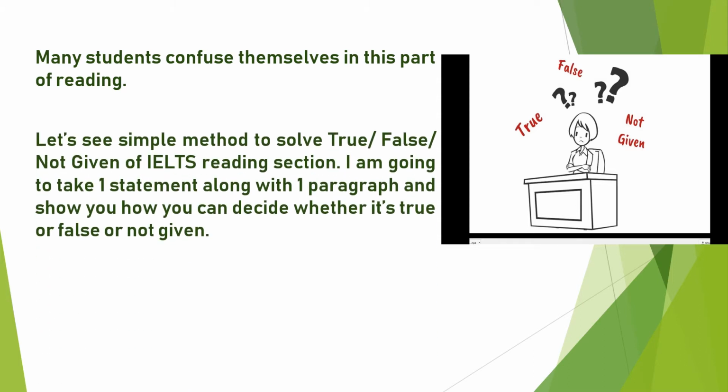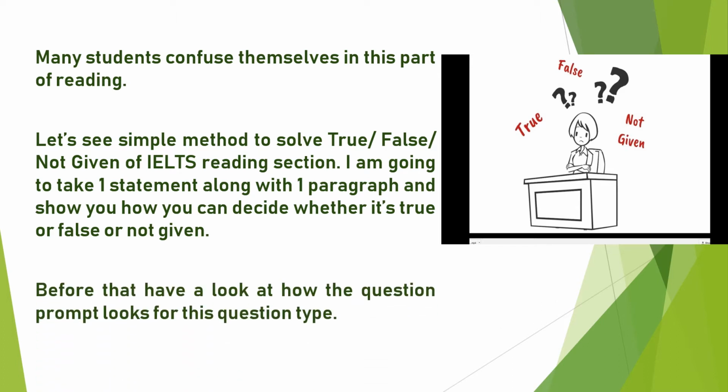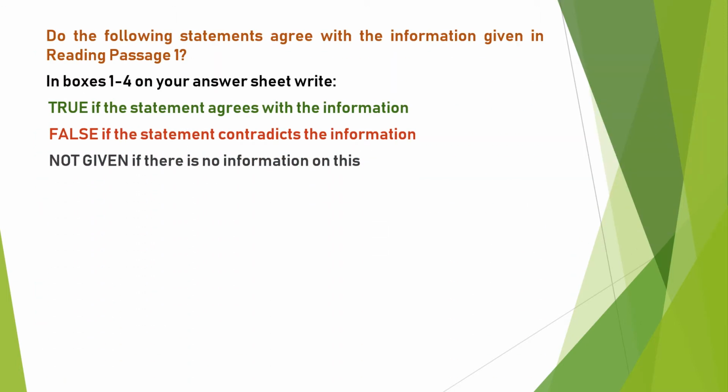But if you know a clear method to identify them using some key points, and then use them while reading your statements and your paragraph, then it becomes very easy for you to identify these three types. Before going to the explanations, let's see what the format of the question is. You will be given a question prompt, and you will write True if the statement agrees, False if the statement contradicts the information, and Not Given if there is no information. Not Given is one of the most difficult ones, but after going through these explanations and tips, you will find it very easy to catch.